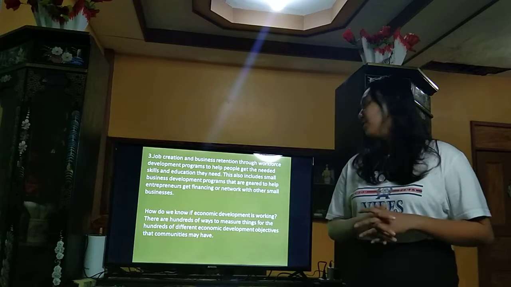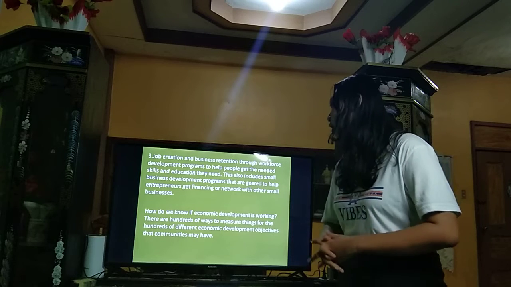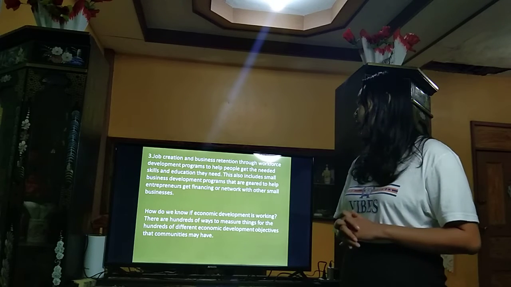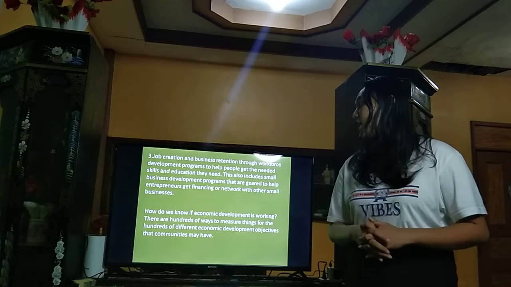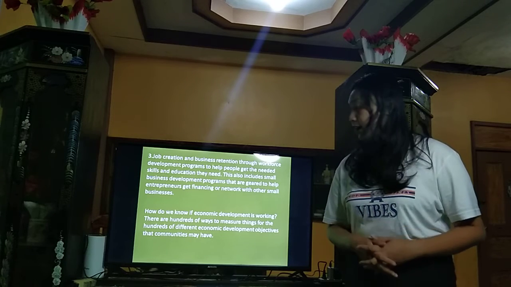There are hundreds of ways to measure things for the hundreds of different economic development objectives that communities may have.